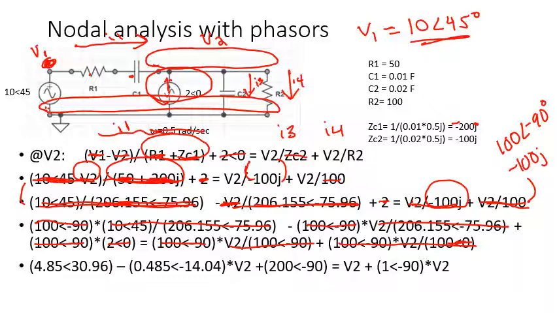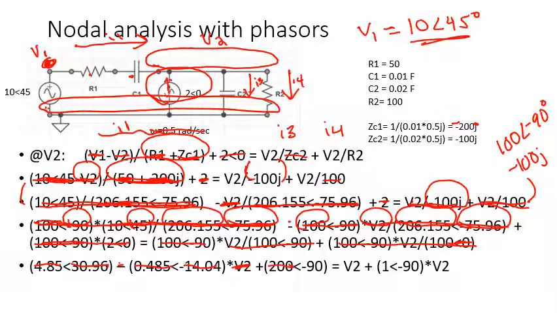That gets me a whole bunch of stuff. This whole first term is just in phasors. I can multiply and divide with that. 100 times 10 divided by 206.155 gets me 4.85. Negative 90 plus 45 minus negative 75.96 gets me 30.96. For my next term, I just left the minus sign out here. So minus 100 divided by 206.155 gets me 0.485. And negative 90 minus negative 75.96 gets me negative 14.04. That whole thing was times V2, so I have my times V2 here. My next term is just 100 phase angle negative 90 times 2 phase angle 0.